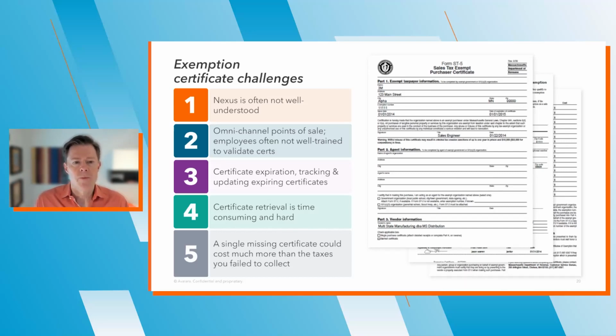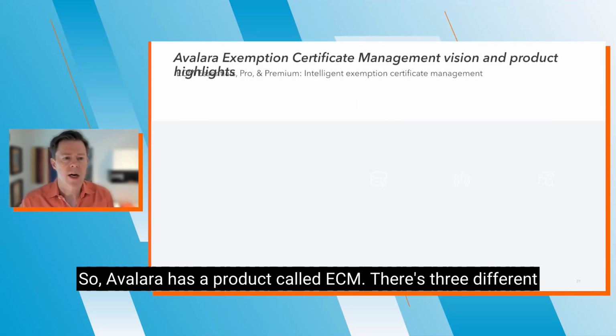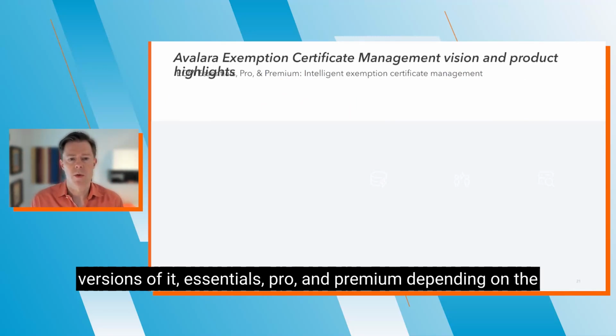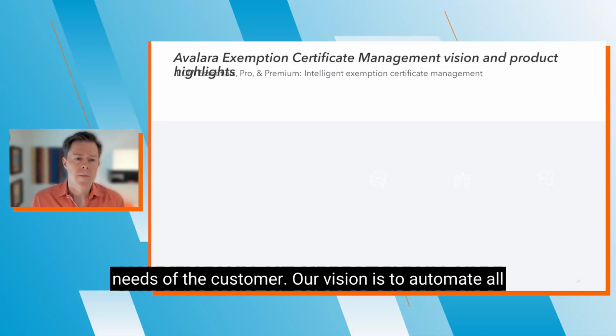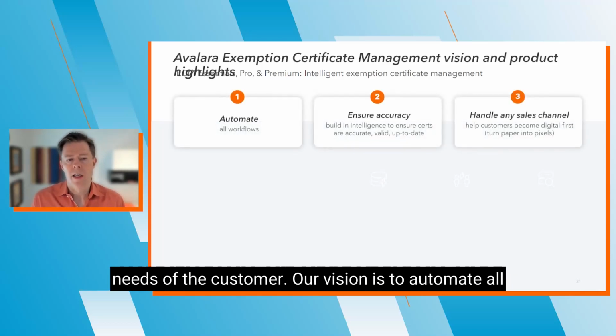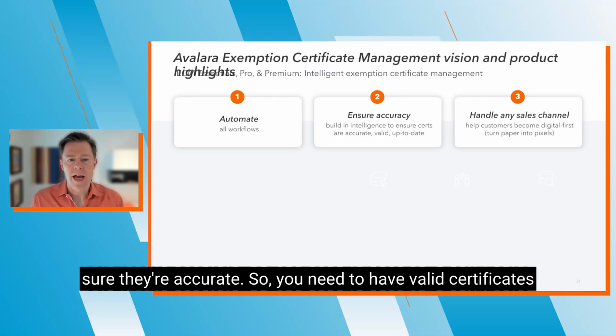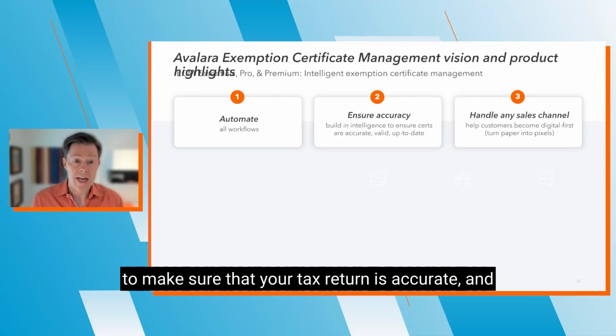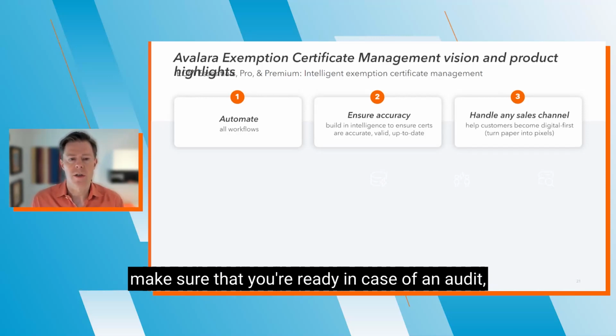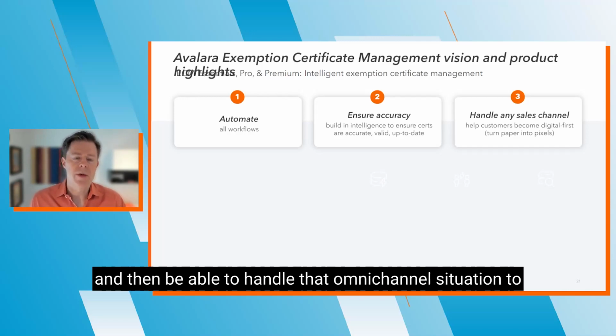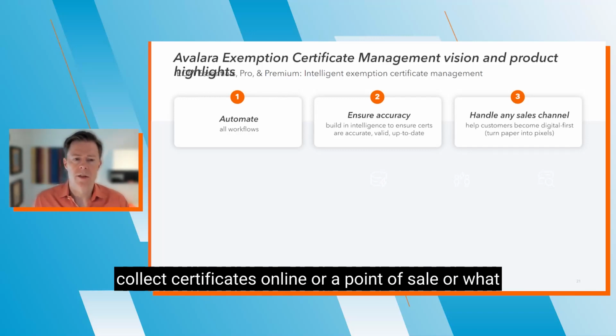They all add up. So Avalara has a product called ECM. There are 3 different versions of it: Essentials, Pro, and Premium, depending on the needs of the customer. And our vision is to automate all the manual steps in collecting and managing those certificates, make sure they're accurate. So you need to have valid certificates to make sure that your tax return is accurate, and make sure that you're ready in case of an audit, and then be able to handle that omni-channel situation where you collect certificates online or at a point of sale or what have you.